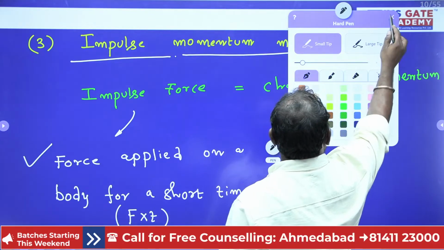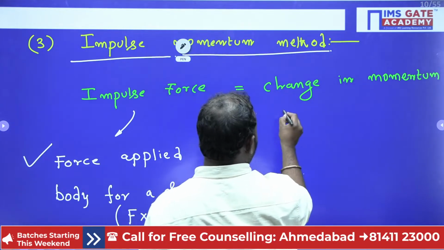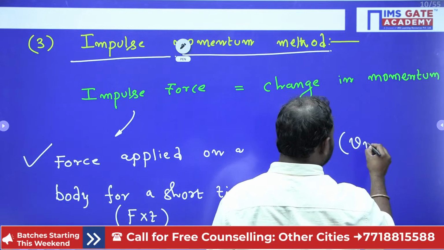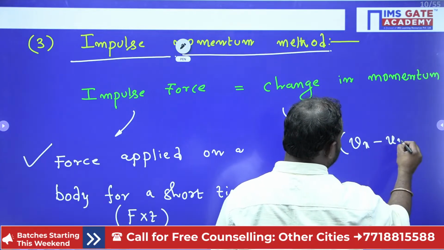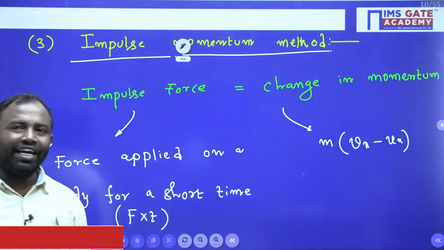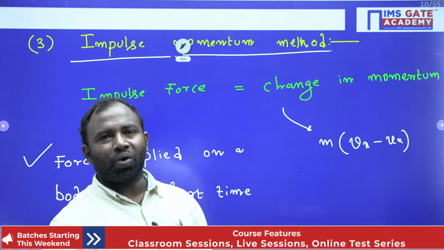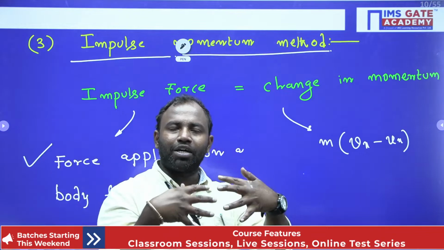Now here, change in momentum is equal to Vx minus Ux, right. So actually, in collision, last class we studied collision. So in that collision, what happened? Net force is going to be equal to 0.